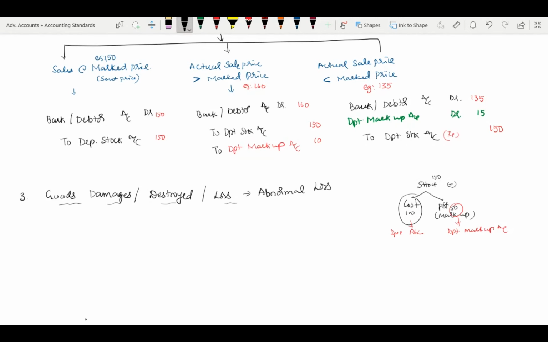So therefore, the entry: departmental P&L account debit. This is for the cost component. This is for cost. And departmental markup account debit. It is reversal of loading. Therefore, this is for loading, that is, markup.